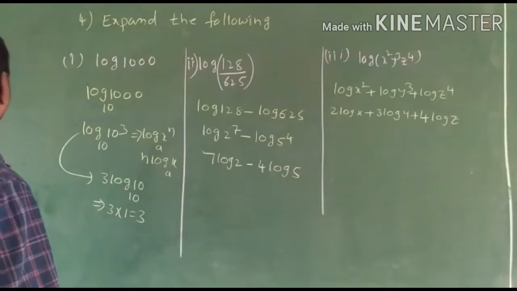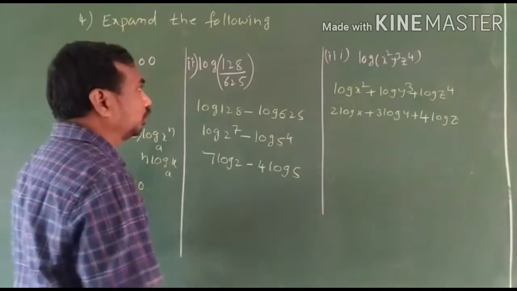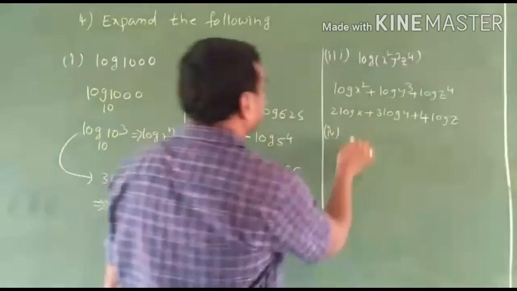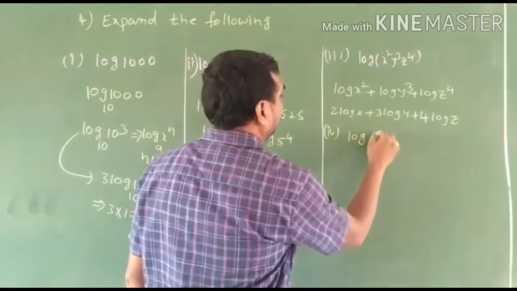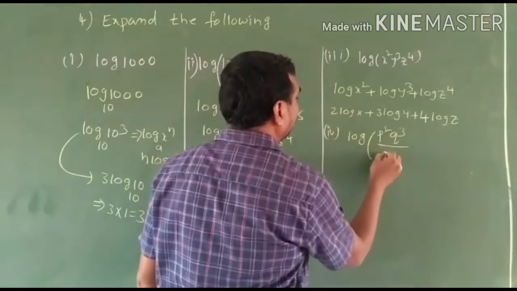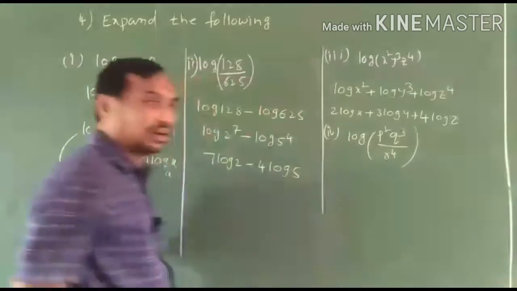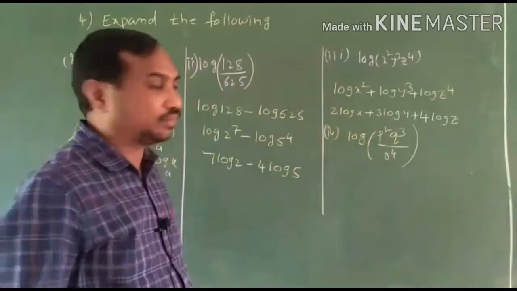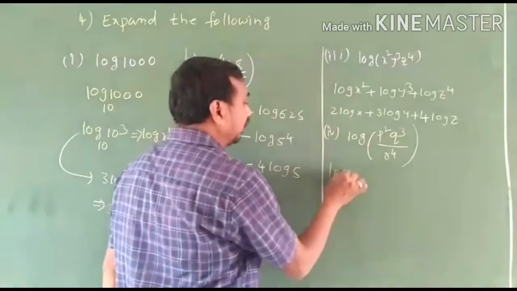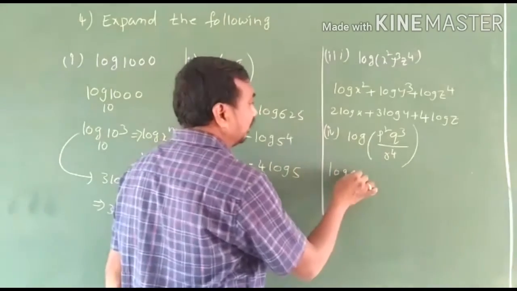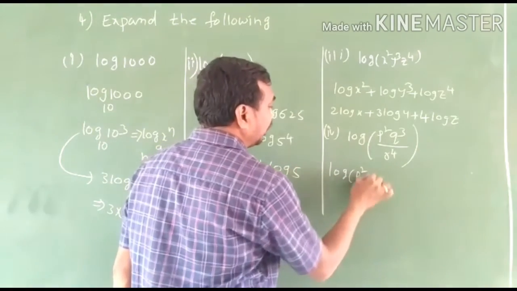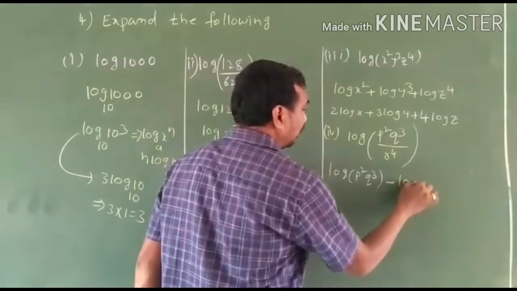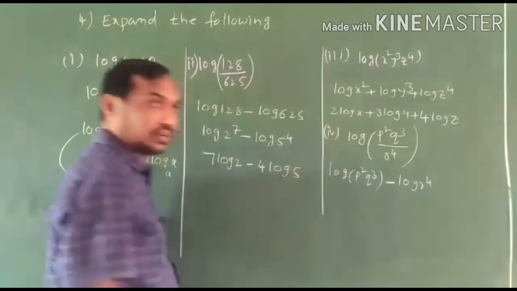Now again you have the fourth problem. Fourth problem is log p square q divided by r power 4. So first of all, this is in the form of log x by y. We need to convert this into log x minus log y. Log p square q minus log r power 4.